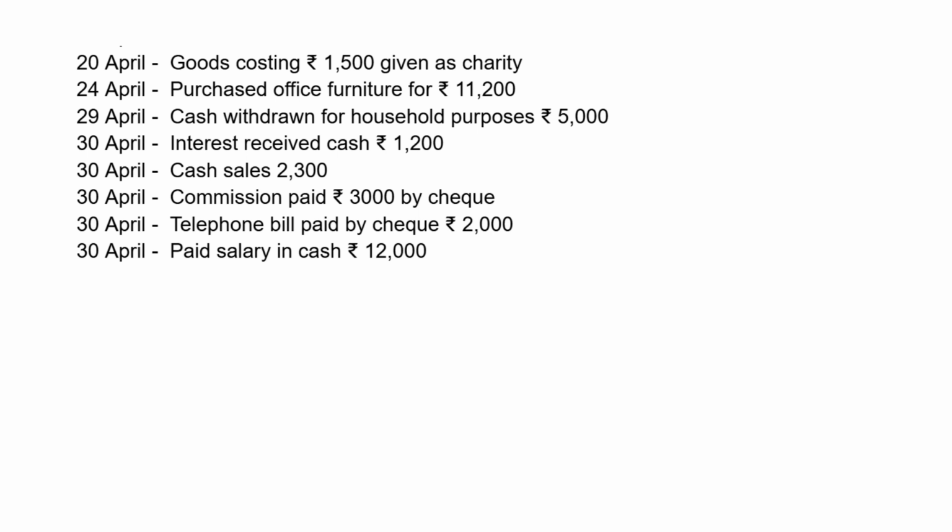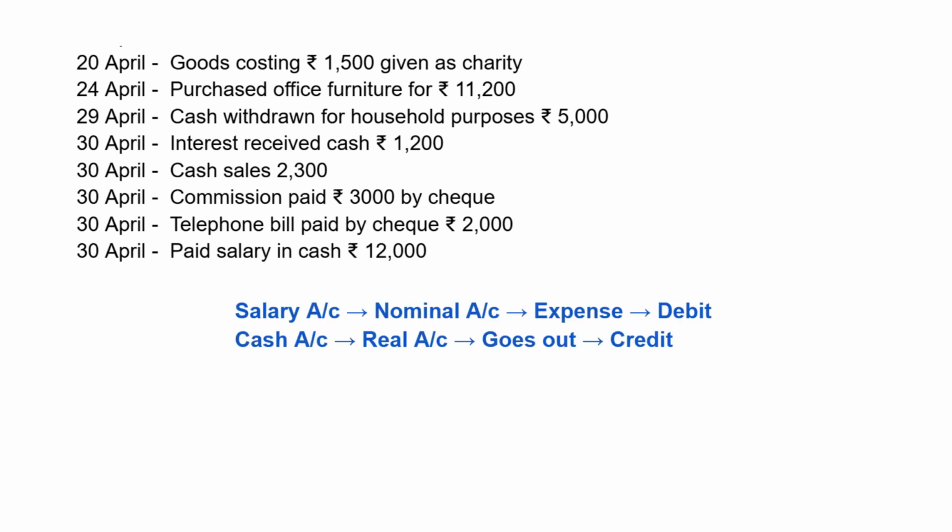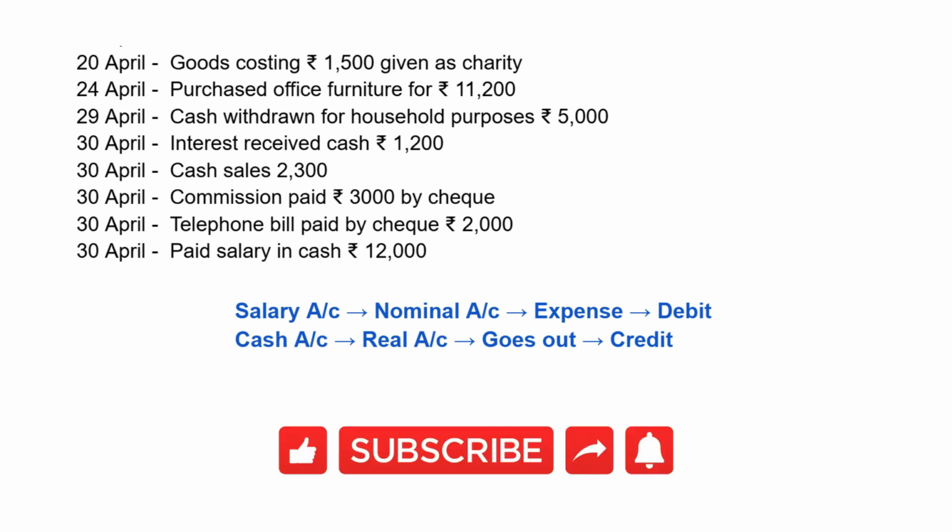30th April, paid salary in cash 12,000 rupees. Here the two accounts affected are salary account and cash account. Salary account is nominal account and paying salary is an expense, so it is debit. And cash account is real account and cash goes out of the business, so it is credited.